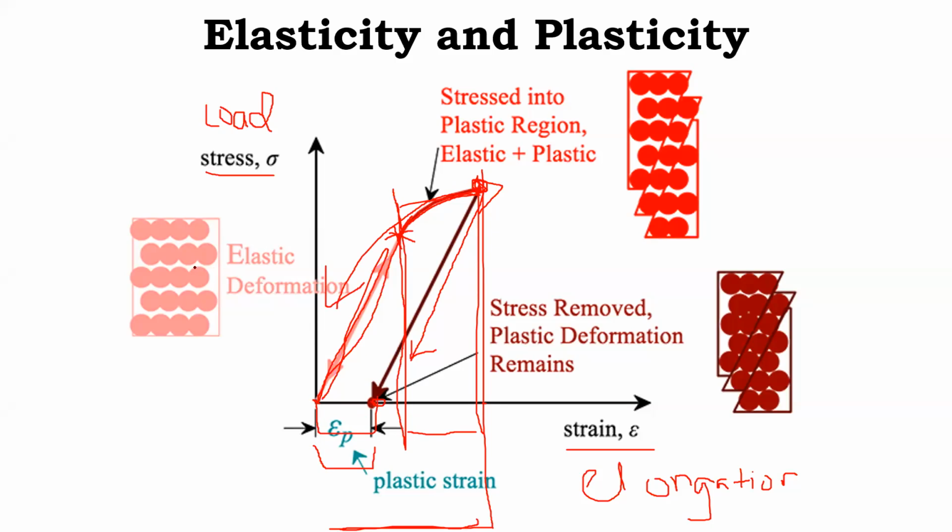Okay, so what is happening at the molecular level? This is the elastic deformation. When we apply the load beyond elastic, this slip phenomenon occurs and plastic deformation takes place. And when we remove the load, the molecules come together, but they don't go back to their original position. So this is how elasticity and plasticity work.